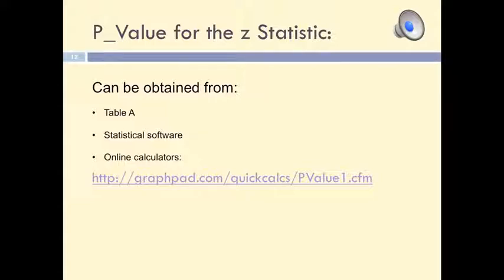The p-value for a certain z statistic can be obtained from different places. You can use Table A in your textbook. Statistical software also provides the p-value for certain types of analysis, or we can use a calculator. Such calculators are available online. This is the link to such a website where you can input the value of z and the two-sided p-value is provided. Of course, if you need only the one-sided probability, then all you have to do is just divide this value by 2.